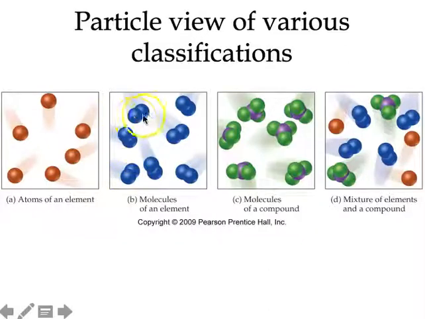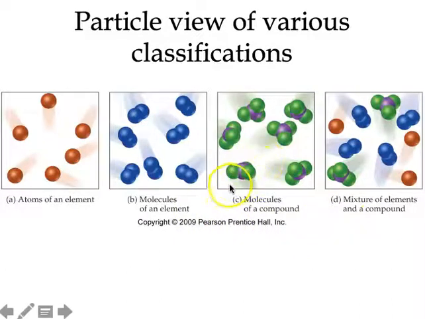doubles right here, and we made one of those blue spheres, let's say, orange? Well, if every single one of these was a blue and an orange sphere, that would be molecules of a compound. A compound is something that has to be made up of more than one type of element.